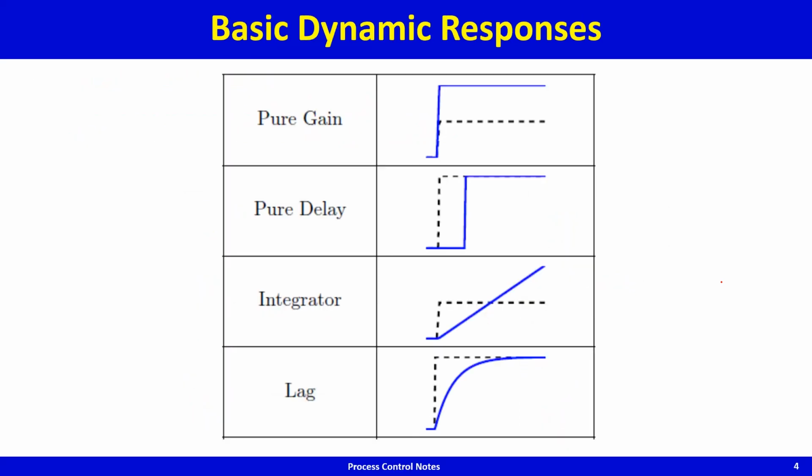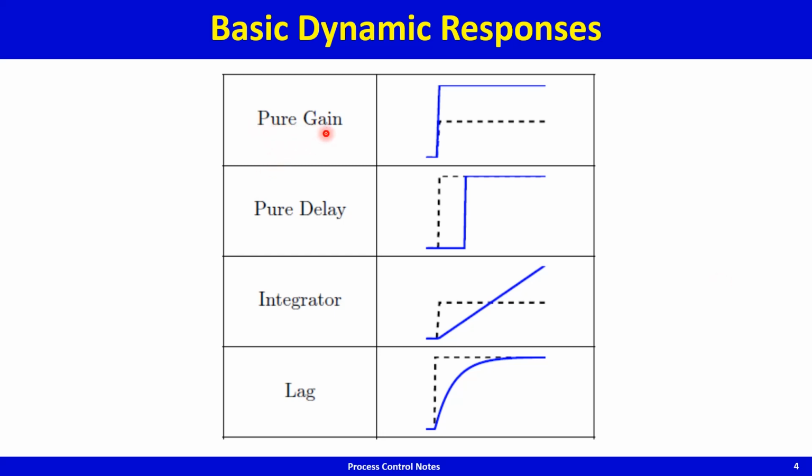Now, in order to do a systematic study of basic dynamic responses, a systematic study of process dynamics, you have some basic dynamic responses, and any dynamic response can be reasonably well represented as a combination of these basic response types, these basic dynamic response elements. What are these basic dynamic response elements? We've got the pure gain.